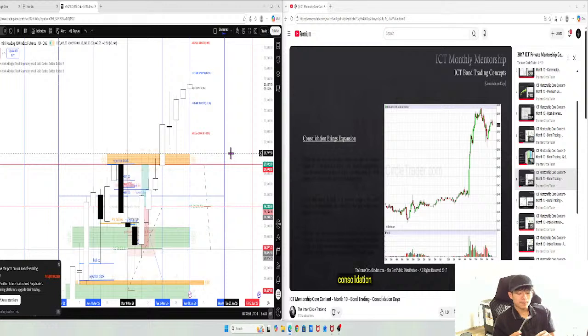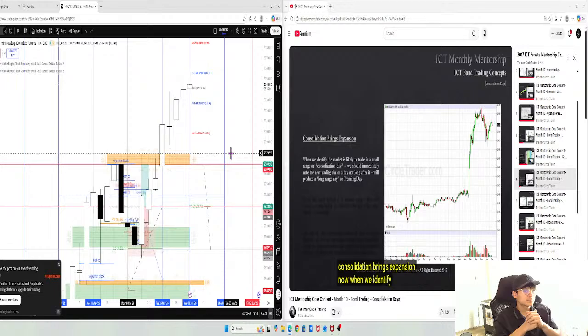Consolidation brings expansion. Now, when we identify the market is likely to trade in a small range or consolidation day, we should immediately note the next trading day or a day not long after it will produce a large range day or trending day. How do we know this? The economic calendar. We already identified that Wednesday of this week, the day of this actual recording, was going to be a high impact news day, and we're going to see a lot of volatility and wild price action. True to form, we saw it happen.